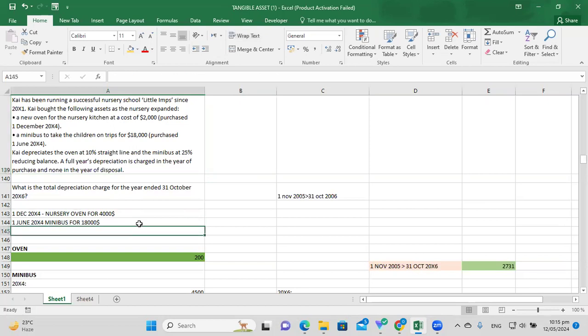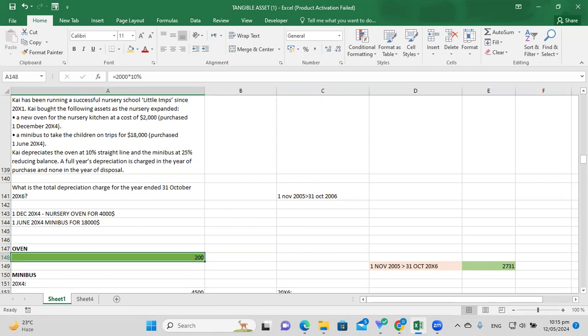So what will we do is that for the oven, the cost was 2000, and we were not given a scrap value. You know that we use a straight line formula, cost minus residual value divided by useful life. But we are not given the residual value, so we will take it as zero. So just cost 2000 minus zero and multiply it with 10%, because this time you are not given useful life, you are given a percentage for straight line. So just simply multiply 2000 by 10%, and you will get 200 depreciation for the oven.